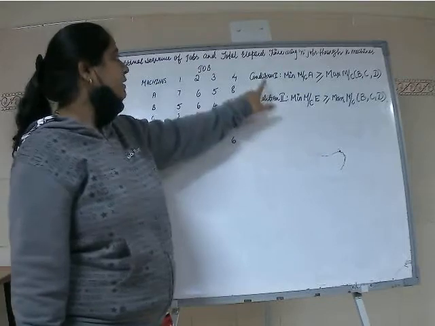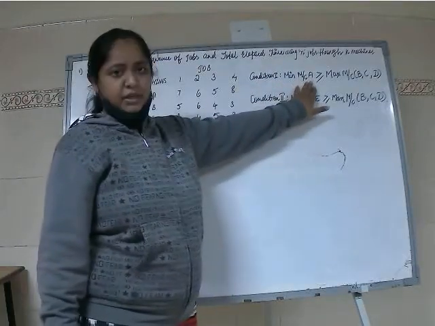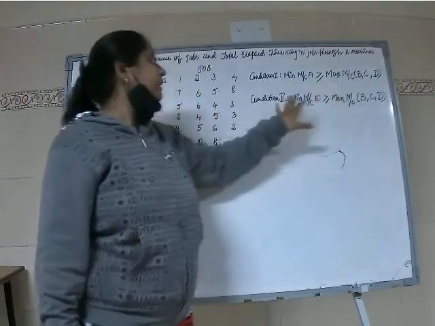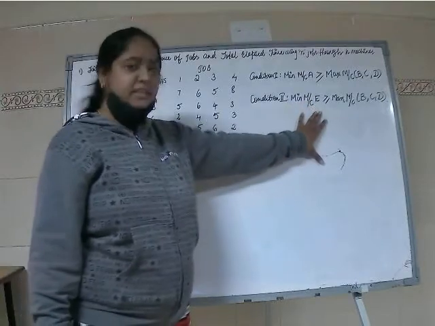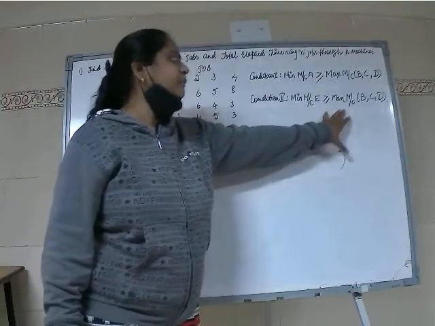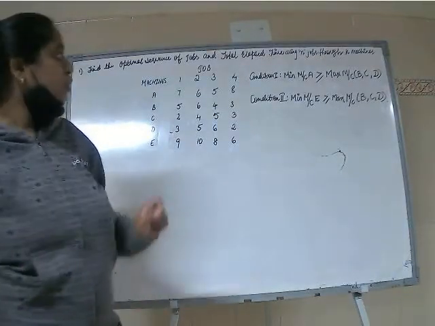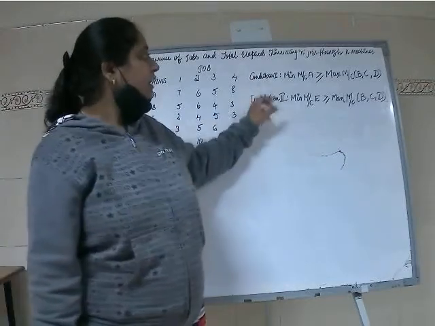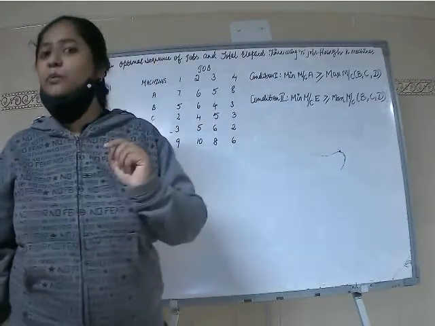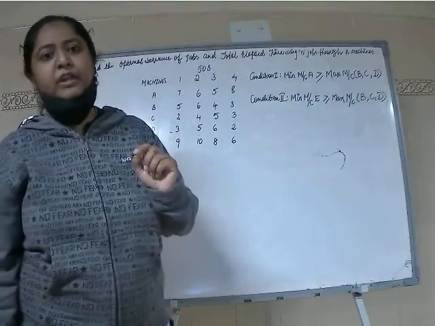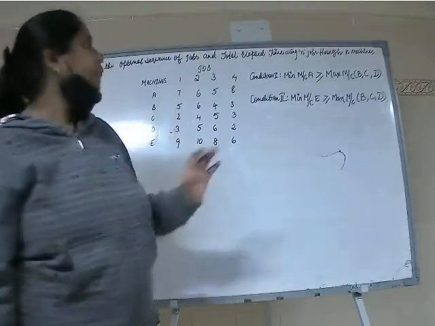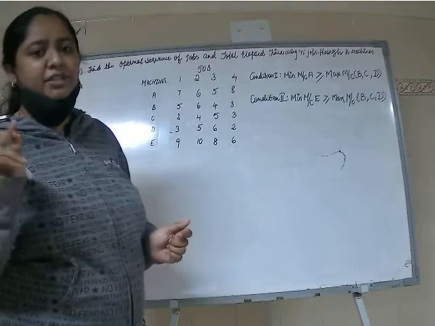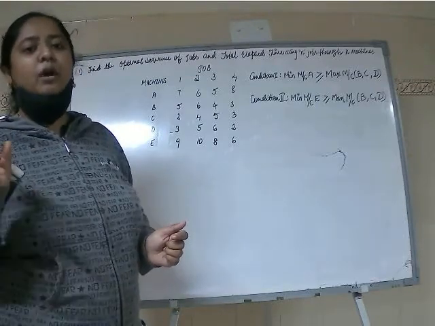conditions, students. Condition 1: minimum of machine A should be greater than or equal to maximum of machines B, C and D. Condition 2: minimum of machine E should be greater than or equal to maximum of machines B, C and D. Remember students, either of the conditions has to be satisfied. If both conditions are not satisfied, then there is one more method called the CDS method, which is not included in your syllabus currently. So now let's check whether the condition is satisfied or not. If one of the conditions is satisfied, then you will move forward with the optimal sequence.